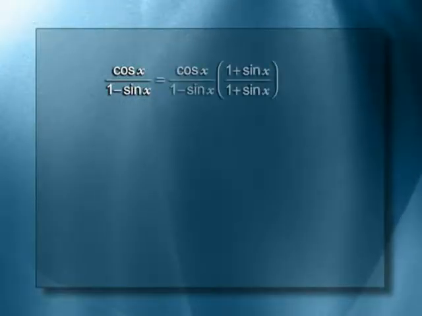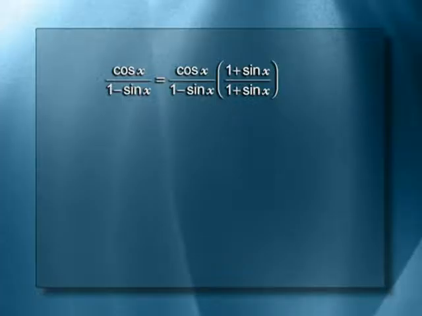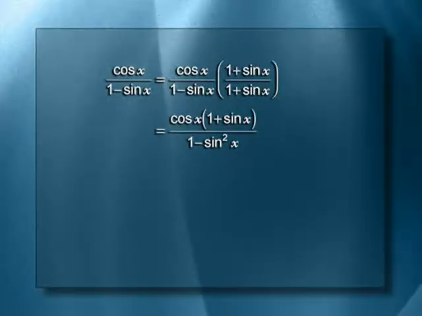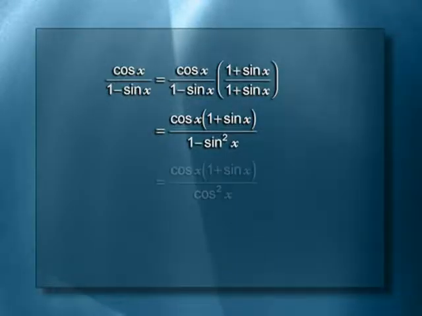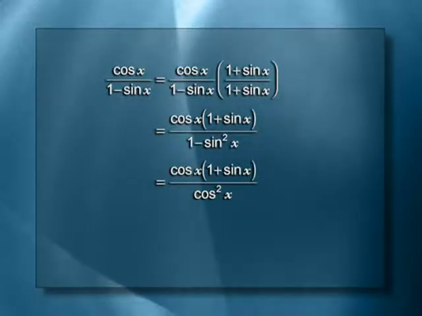Okay, so what do I do? I'm going to multiply numerator and denominator by 1 plus sine x. That's kind of the opposite of 1 minus sine x. You'll see in a minute why that was a good choice. So the numerator becomes cosine x times the quantity 1 plus sine x. The denominator is 1 minus sine x times 1 plus sine x, which is 1 minus sine squared x. Ah, you recognize that guy? Yeah, that's cosine squared, isn't it?